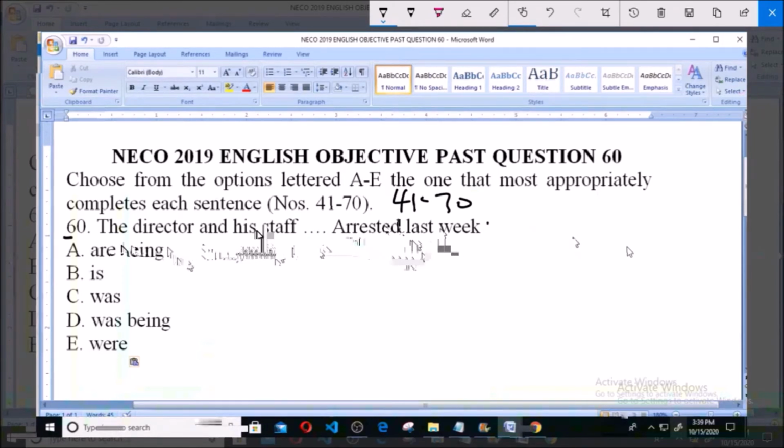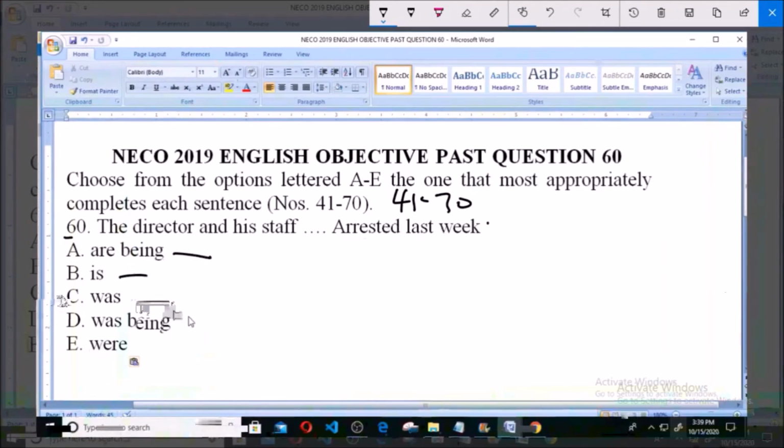A, are being; B, is; C, was; D, was being; E, were.